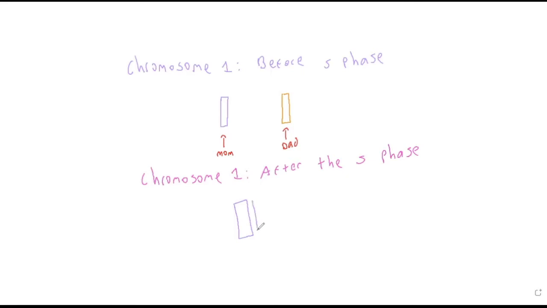And each copy is going to be attached to the original chromosome through a protein connection called a centromere. So this here is called a centromere. Now, these are identical chromosomes, as in they contain exactly the same genes, exactly the same versions of the gene. And the same thing is going to happen with chromosome 1 from the dad.